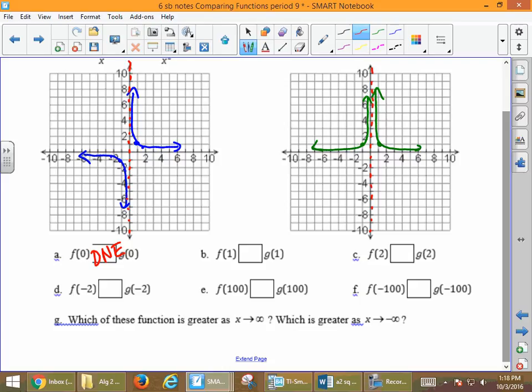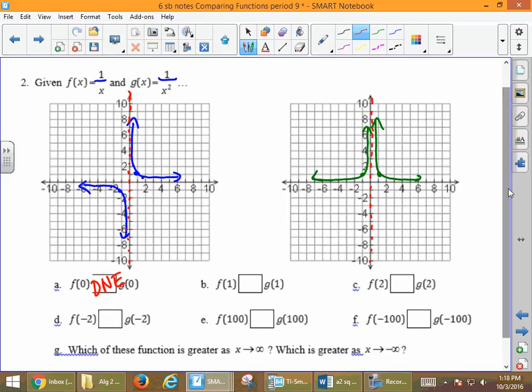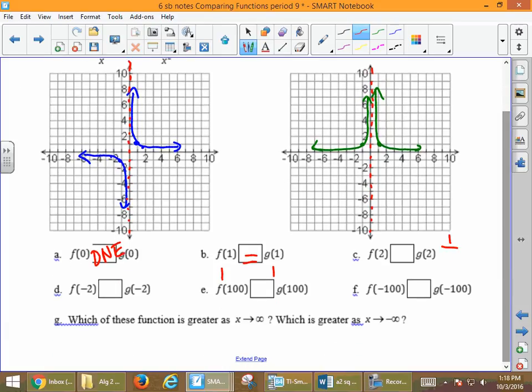But for the next part, if we have f of 1, well, 1 divided by 1 is 1. And 1 divided by 1 squared is still 1. When we compare these two functions, these are equal. F of 2, well, 1 divided by 2. Or 1 divided by 2 squared. 2 squared is 2 times 2, which is 4. And 1/4 is smaller than 1/2.